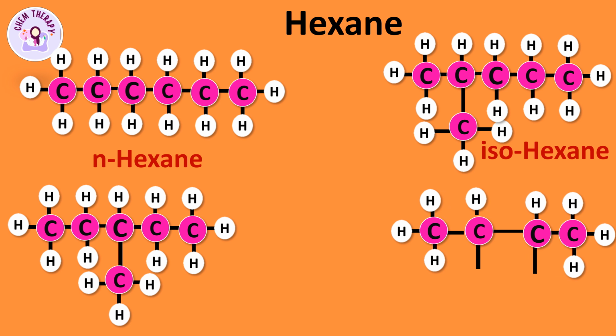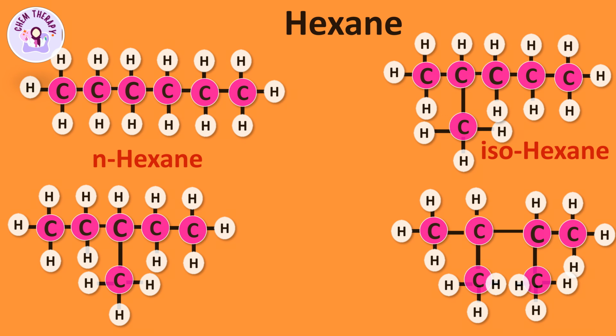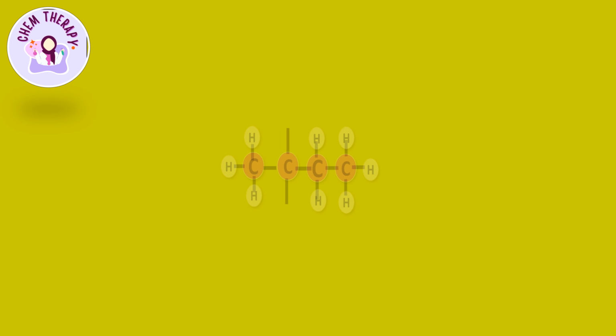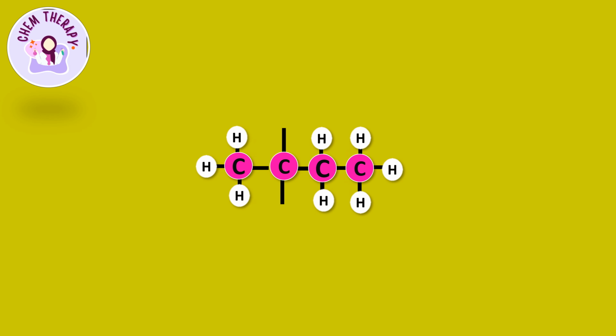Another possible isomer is to draw 4 carbons in a straight chain and 2 as branch, 1 on each central carbon. And the very last isomer is to draw 4 carbons in a straight chain and 2 as branch. But this time, both branches are attached on the same carbon. This isomer is named neohexane.